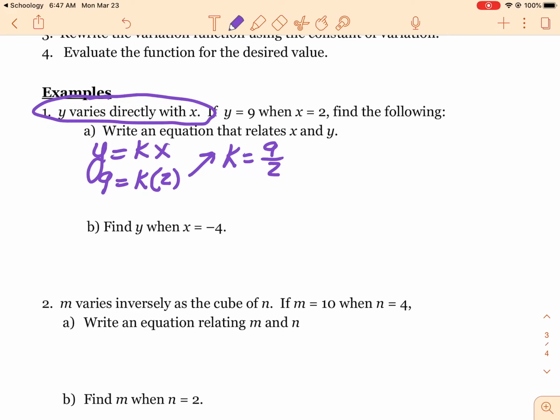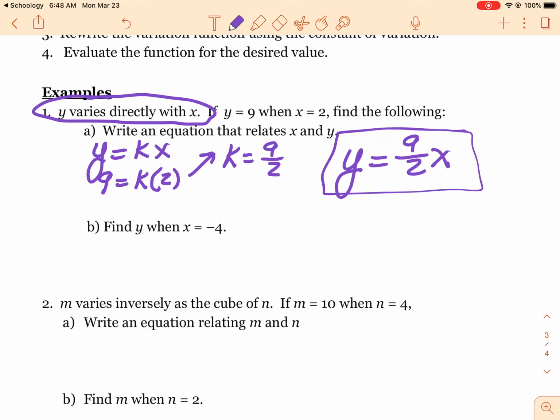So the equation that relates x and y, we go back to this idea of y equals kx. So our answer would be y equals 9/2 x. You use the 2 numbers they gave you, find the k, and then use that k, the constant of variation, just to come up with the equation. And then part 2 is always telling you, okay, now find whatever variable when this is equal to this.